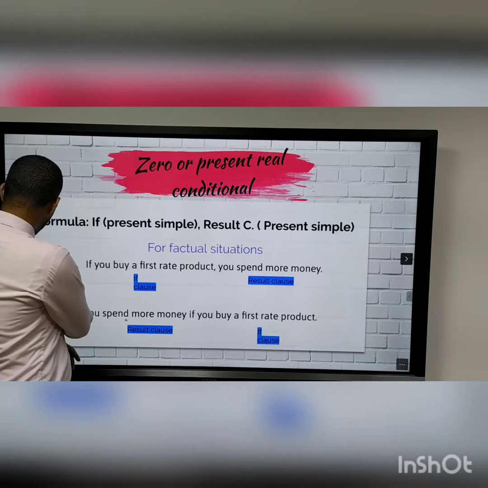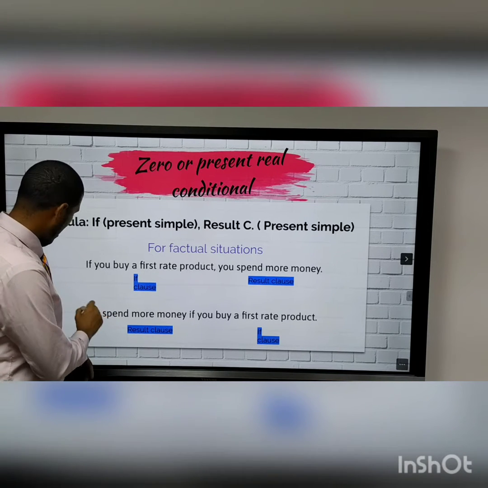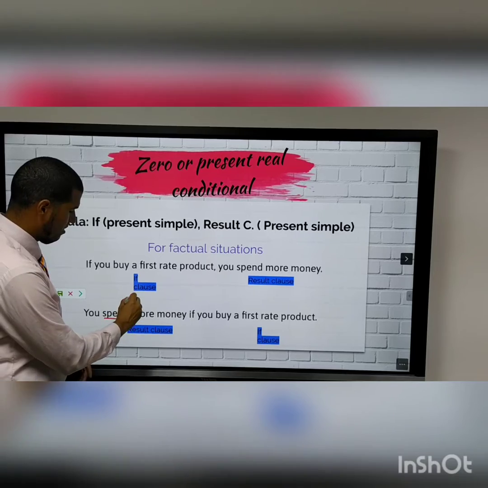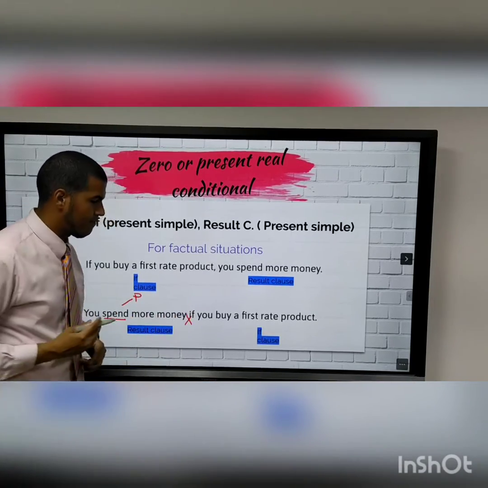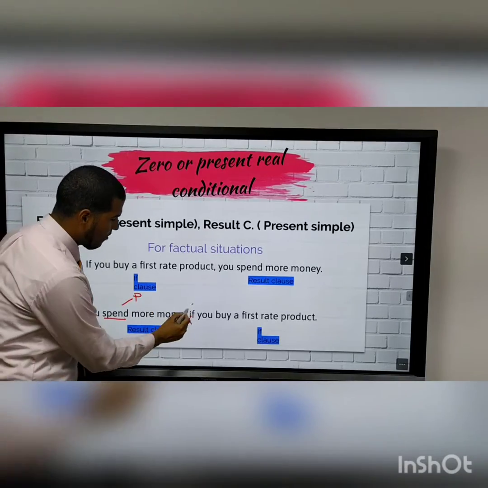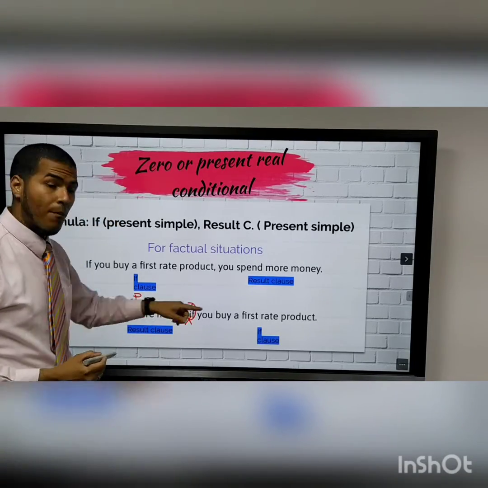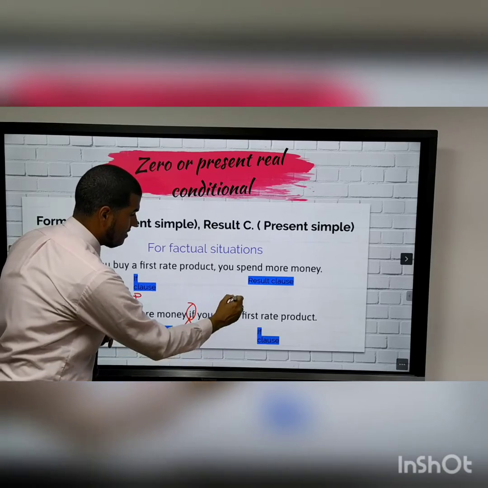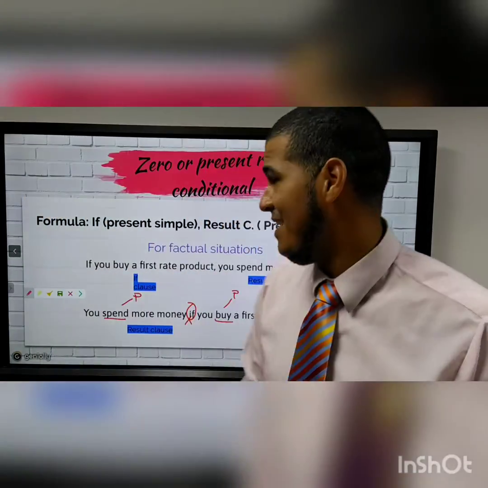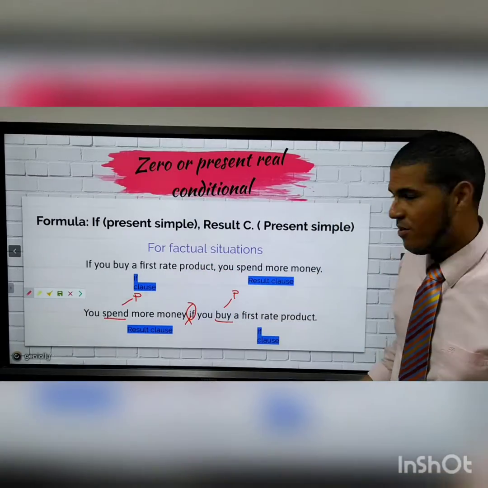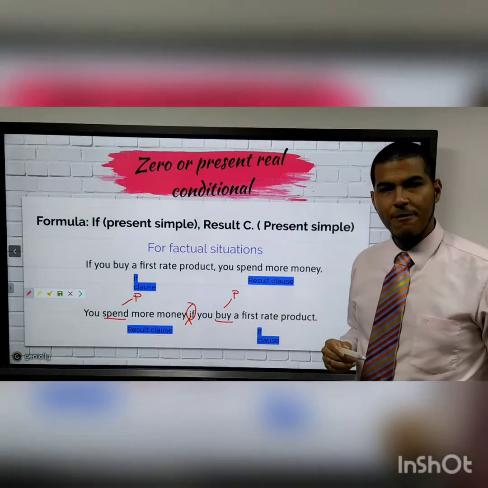For example, let's have a look. We have here spend is in present, is the same. But now, you don't use the comma. And after if the same. You buy, and then the verb is in present. Let's have a look at the sense of the sentence. It says, if you buy a first-rate product, you spend more money.